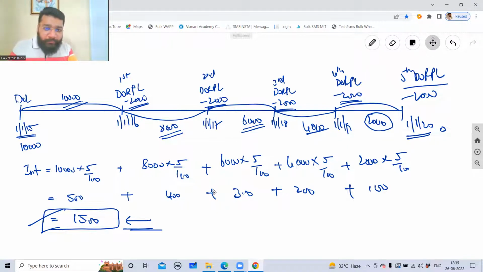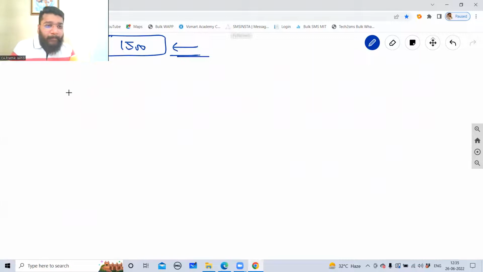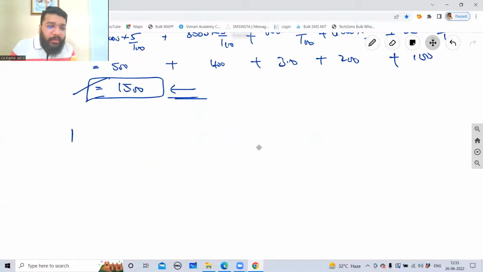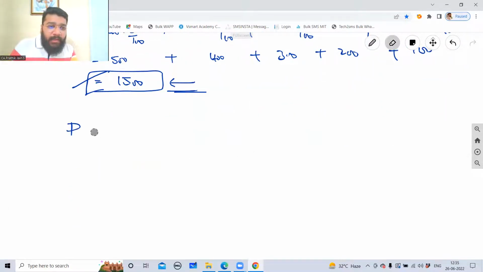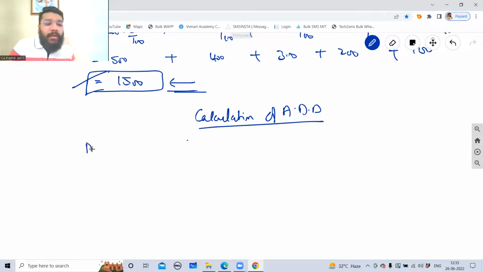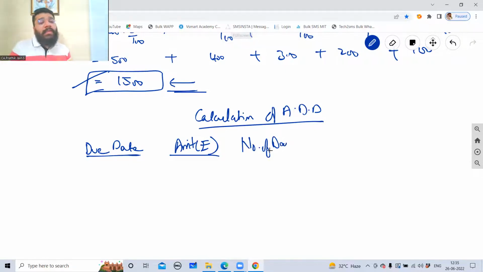So we'll do an average due date now. So same column. Here, due date I'll take directly, because all the dates, guys, that is 1-1-16, 17, 18, 19, 20, are all the due date for the payment of installment. So due date I'll take directly. Heading will be calculation of average due date. So I'll take due date. Then next is what, guys? Amount in rupees. Then number of days. Now here, guys, if you take number of days from the base date, it will be one day.